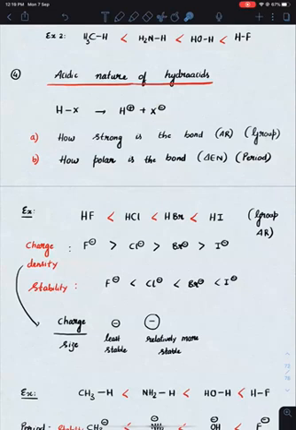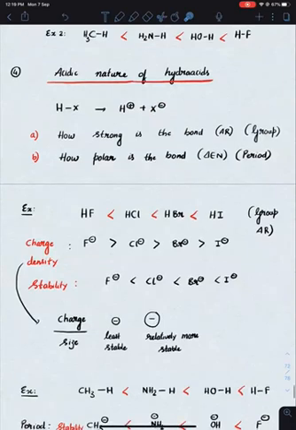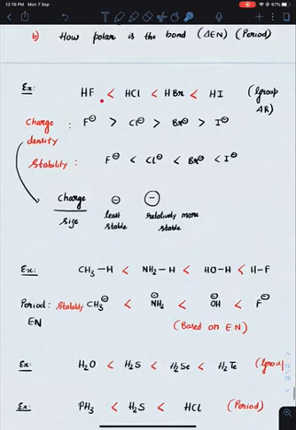If these X minus belong to the same group, you need to compare based on size. If these X minus belong to the same period, you need to compare based on electronegativity. Like if you are taking the example of HF, HCl, HBr and HI, all these elements belong to the same group. So you need to compare based on the atomic radius.